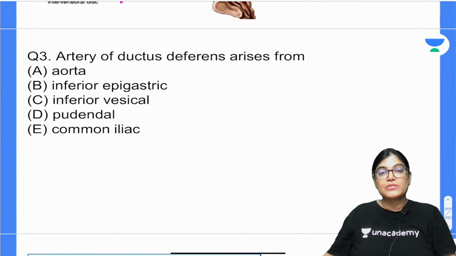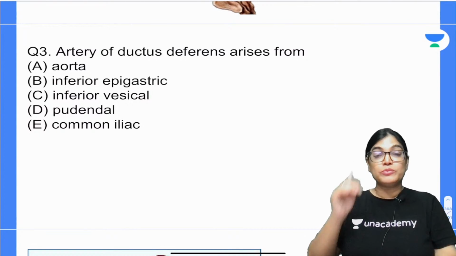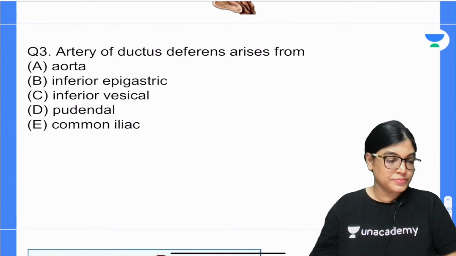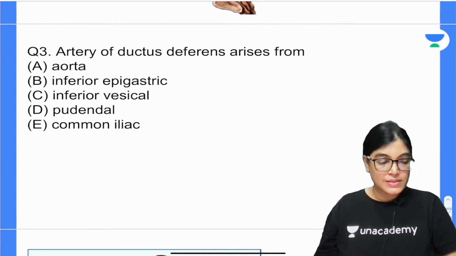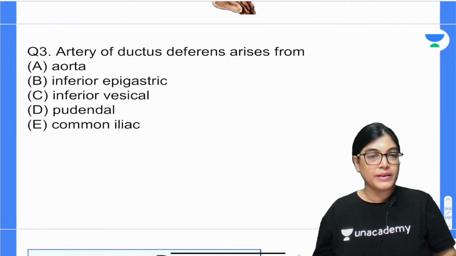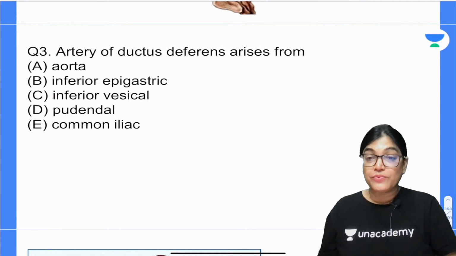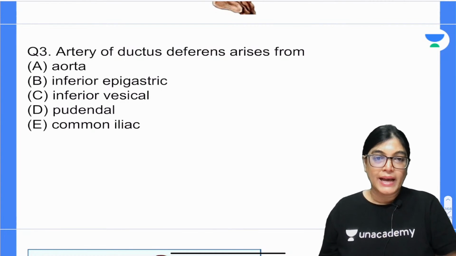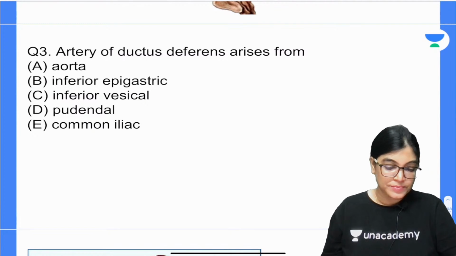What is the origin of the artery of ductus deferens? The artery of ductus deferens arises from which of the following: the aorta, the inferior epigastric, the inferior vesical, the pudendal, or the common iliac artery? Your time starts now. Mark question number 3 and give me the answer.